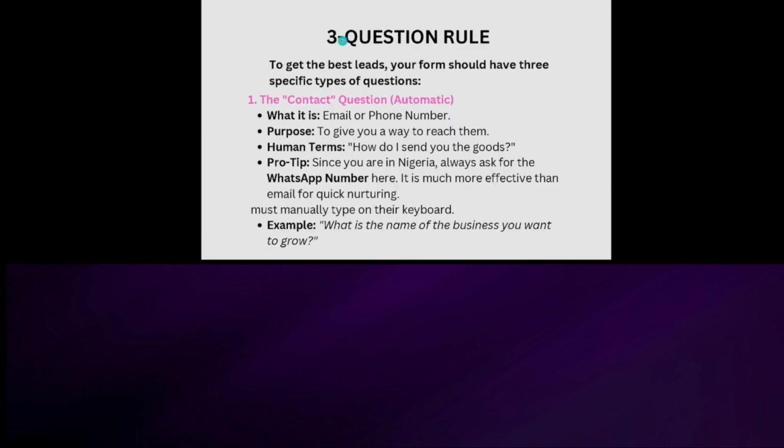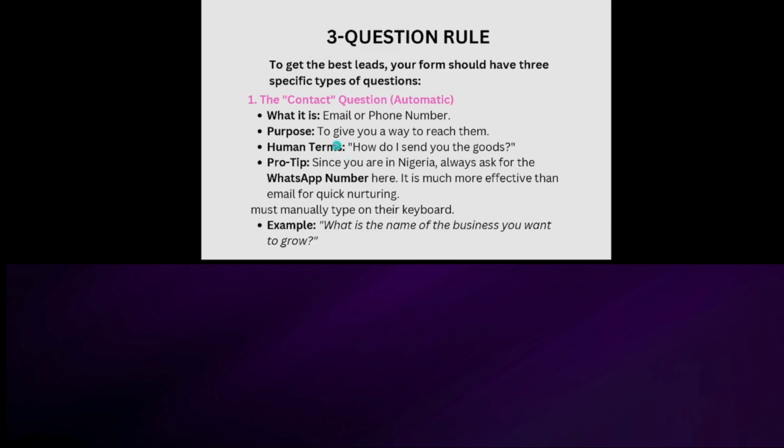So in the next slide, we are going to use what we call the 3-question rule. We are going to see how to apply these questions to have the best, qualitative leads that we can convert to become our customers or our students, or those that will access our product. So one of the strategies is the contact question. Under this question, you are going to ask for their email and phone number, and preferably you can ask for their WhatsApp number.